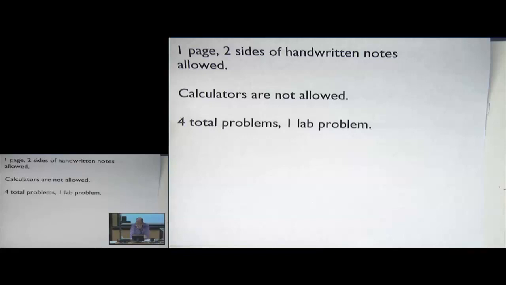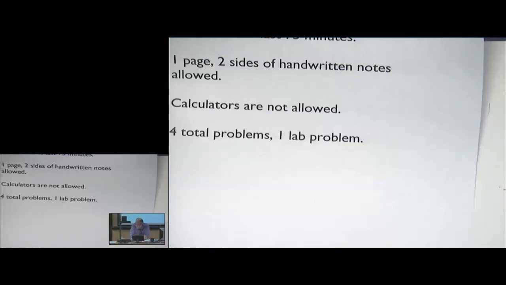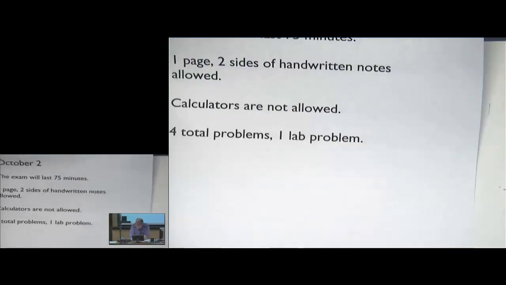And these problems are usually challenging to grade. Ideally, the problem isn't challenging, but they're always just a pain to grade. So we'll try to make it as easy as possible within reason. Okay, so that's the midterm here.